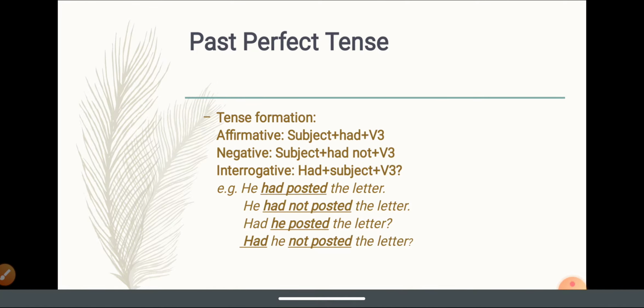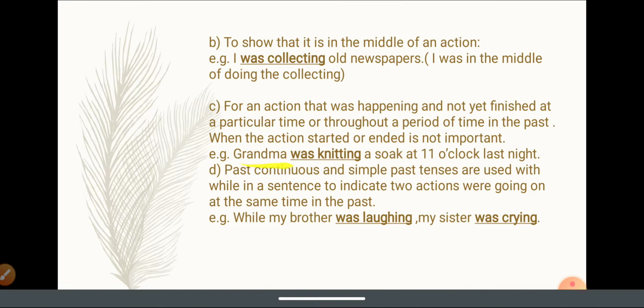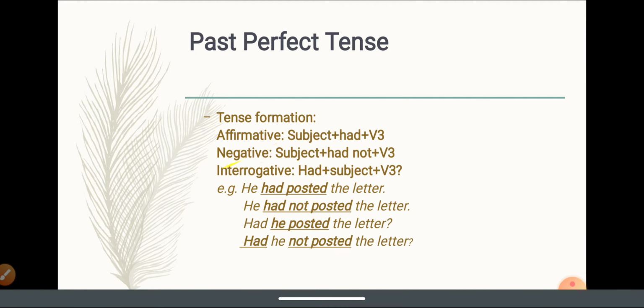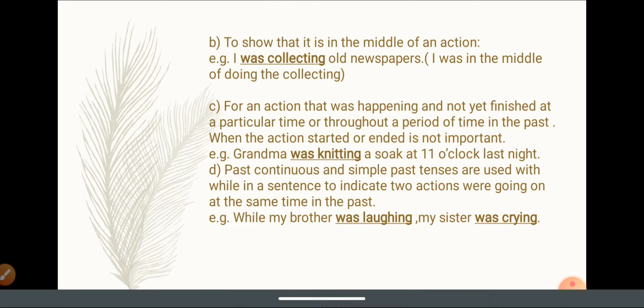So like this, grandma was knitting a sock at 11 o'clock last night. So when grandma was observed at 11 o'clock last night, she was busy, she was continuing knitting. So the task of knitting was continuing.